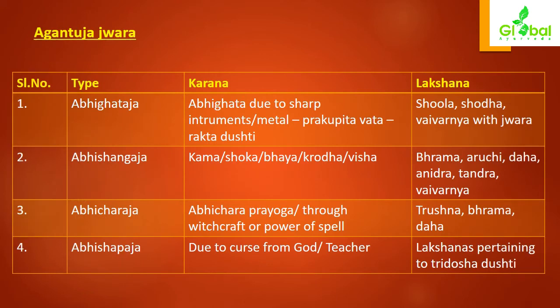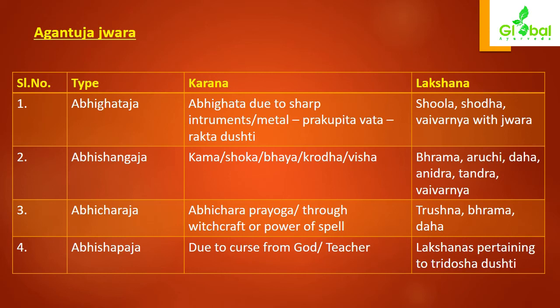Agantuja Jwara, the other possible classification or correlation. Types will be Abhighata, especially the Karana will be Abhighata due to sharp instruments or metal, with Prakopita Vata because of the above said reasons. Ekadushti will be happening, and the Lakshana will be Shula, Shotha, Vaivarnya with the Jwara. Along with Abhishanga Jwara, involvement of Kama, Shoka, Bhaya, Krodha, Visha as Karanas. Lakshanas will be manifesting like Bhrama, Aruchi, Daha, Anidra, Tandra, Vaivarnya.